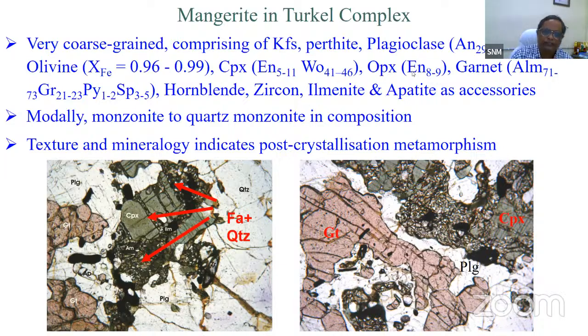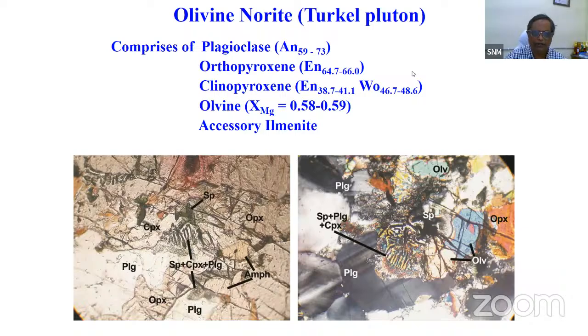This olivine norite that we have reported more or less preserves the magmatic texture, where we had seen the symplectic intergrowth of spinel, plagioclase and CPX at the margin of plagioclases. So such kind of textures are very typical, and it also preserves igneous textures.